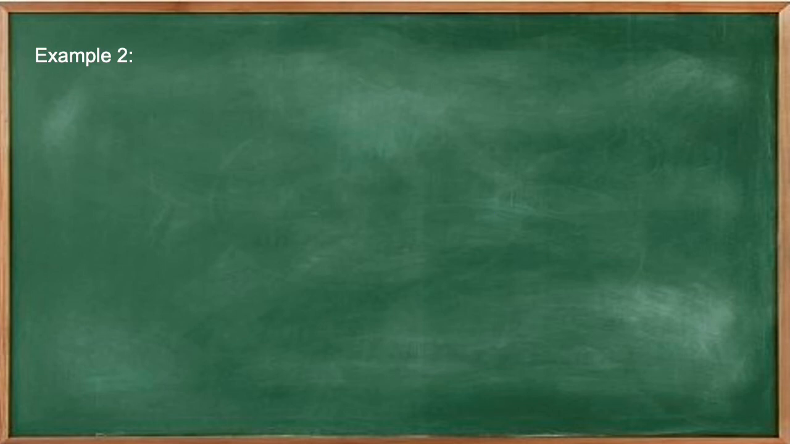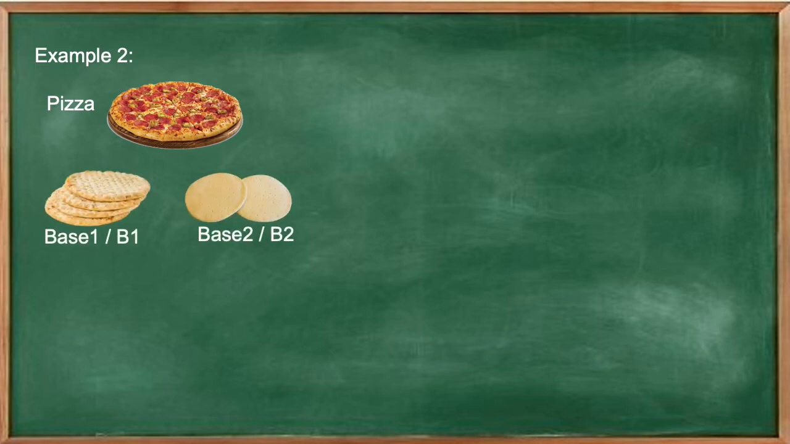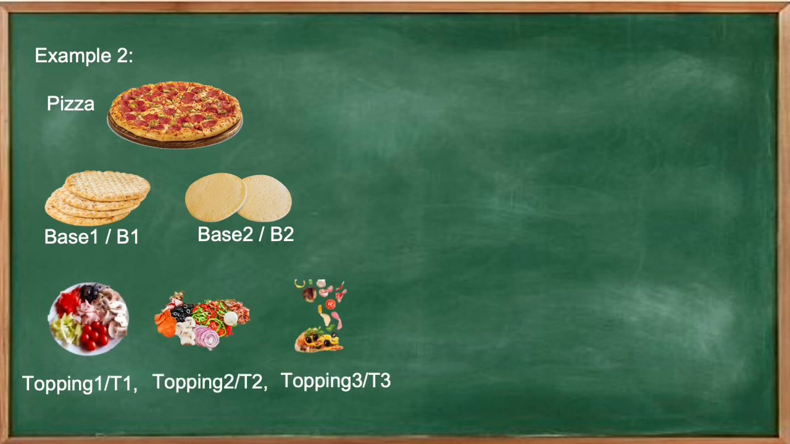Now look at this example. Suppose you want to order a pizza. We have two options for base, base 1 and base 2, that is B1 and B2. And we have three options for toppings, T1, T2 and T3. So we have two options for base and three options for toppings. Now let us see in how many ways we can order this pizza.